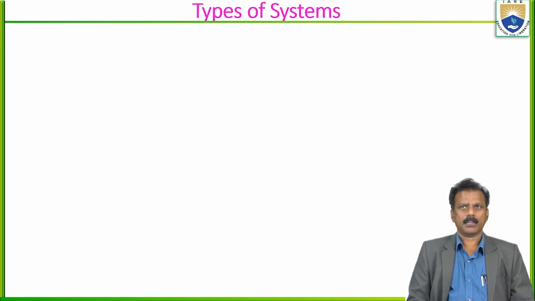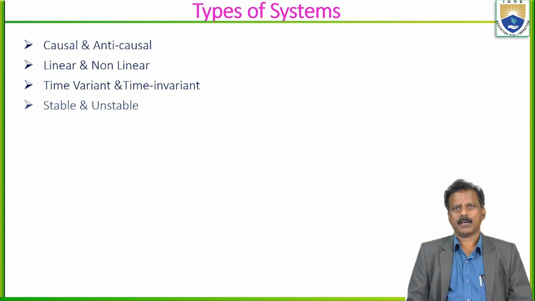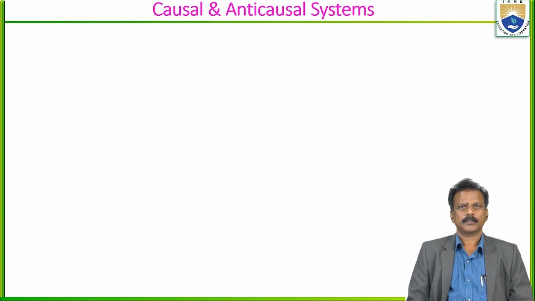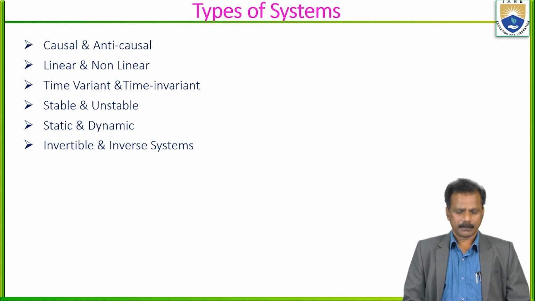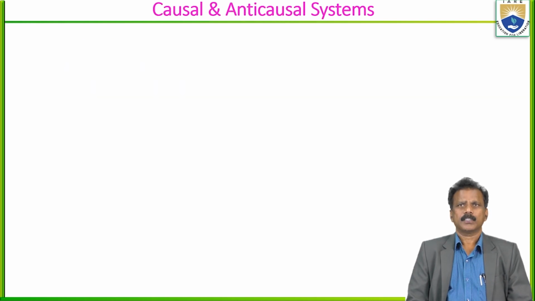With reference to this order, we can directly focus on these types of systems: causal and anticausal systems, linear and nonlinear systems, time variant and time invariant systems, stable or unstable, static and dynamic, and invertible and inverse systems. Now coming to them one by one. These are the six major popular systems available for evaluating DSP, digital signal processing, either in terms of DTS or CTS. We will see one by one. Causal and anticausal systems.